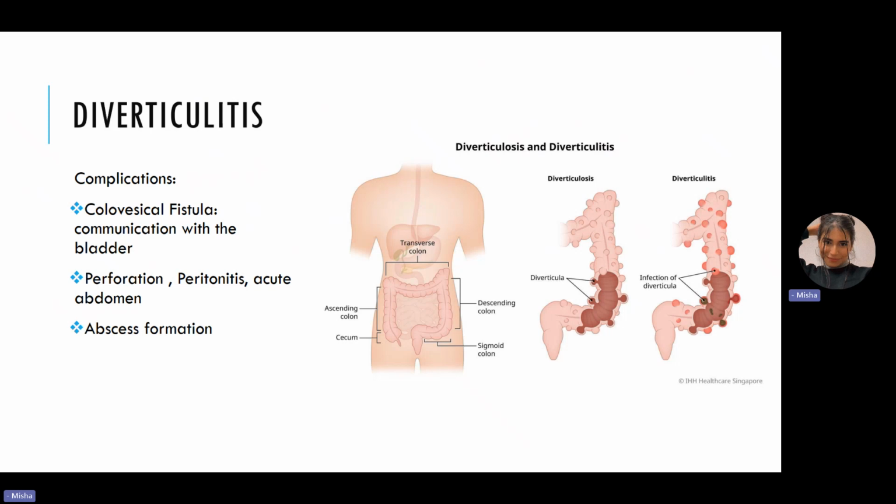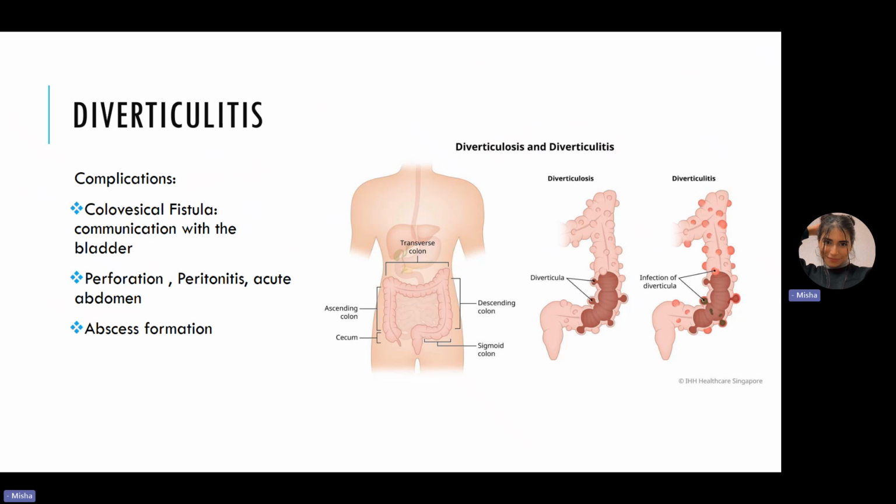Another mechanism is that, for example, fecal matter obstructs the communication with the lumen, and this can lead to infection. Now, the clinical features that the patient would present with are colovesicular fistulas, as I already talked about, where there would be a connection with the bladder.